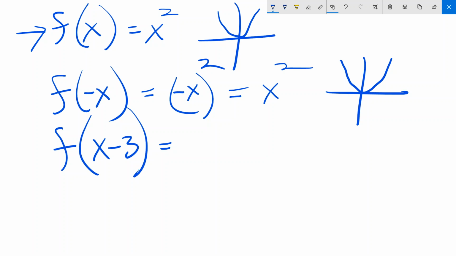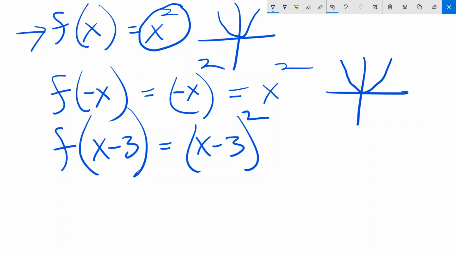Whenever you have something inside the parentheses that is not x, you substitute it for x. It's as simple as that. No matter what it is. If it was x plus 1, I would substitute x plus 1 for that. If it's x squared, I would substitute x squared for that. In this case, it's x minus 3. So here's where I'm substituting. Wherever I find x, I'm going to write x minus 3. You with me? Yeah. Okay, so I'm going to write x minus 3 instead of x. It's still squared, so it's like that.